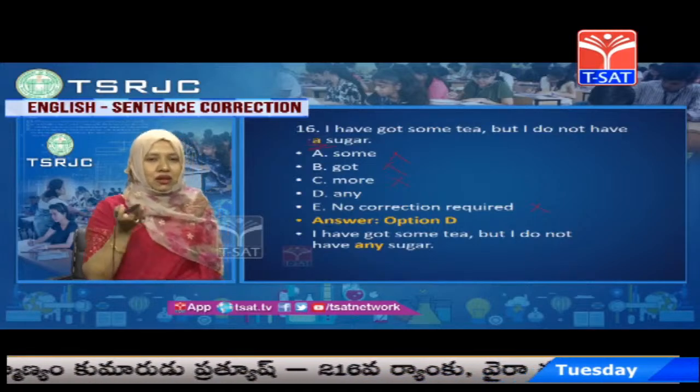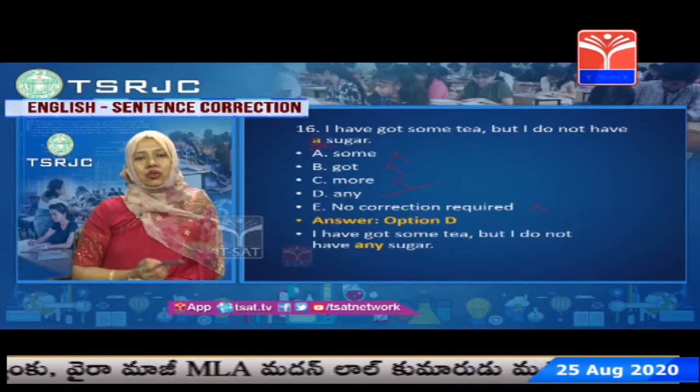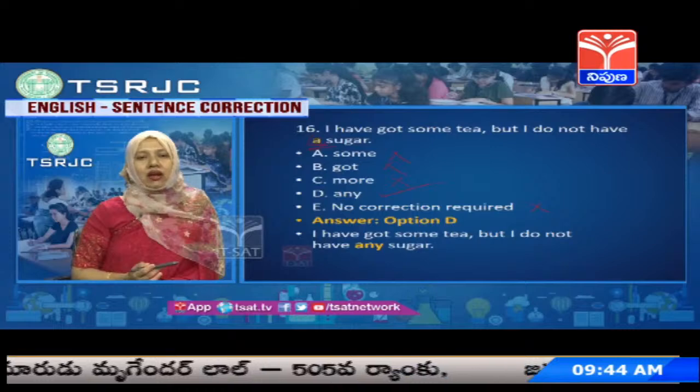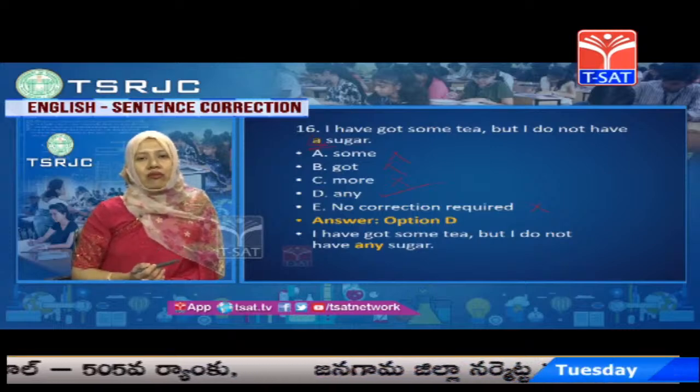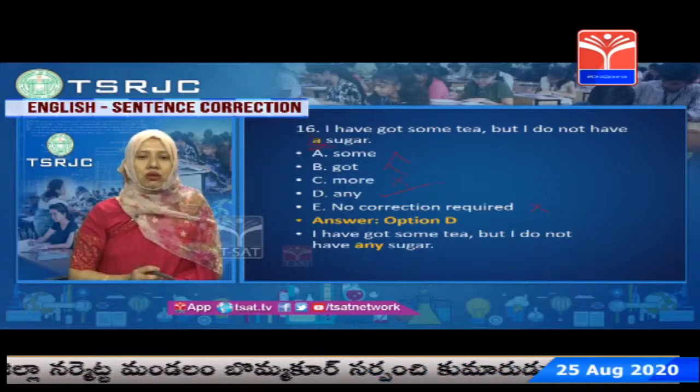A sugar, you cannot say, is wrong. So what are we left with? We are left with any sugar. The appropriate answer is any. I do not have any sugar. I have got some tea, but I do not have any sugar to prepare tea.